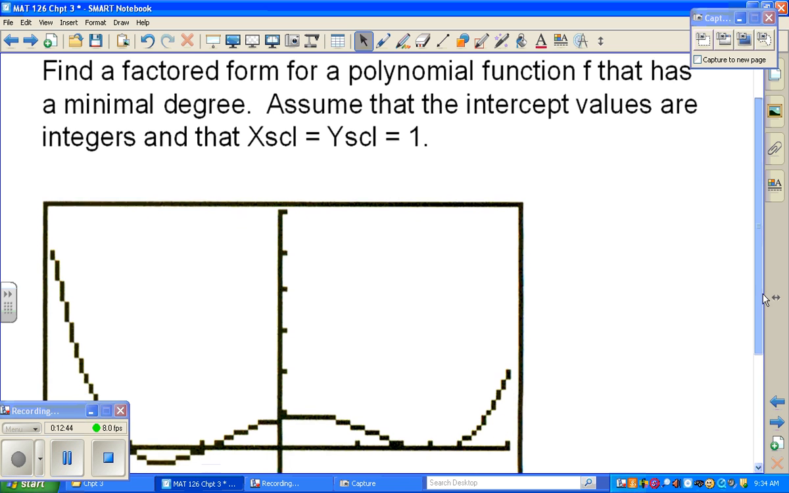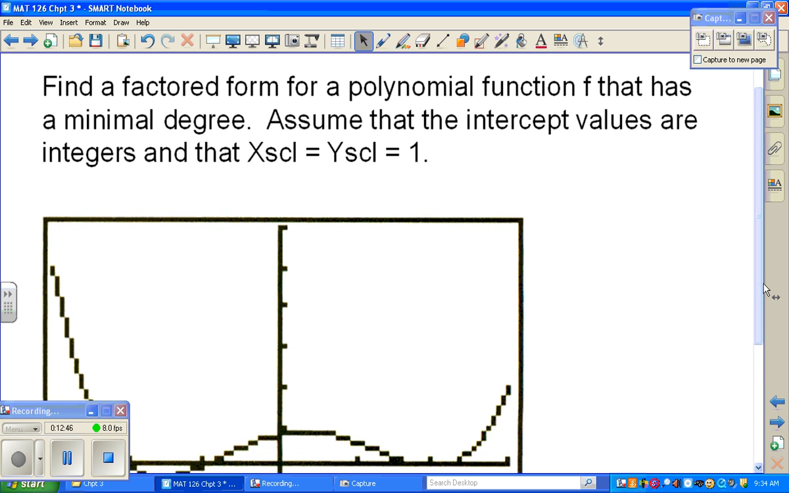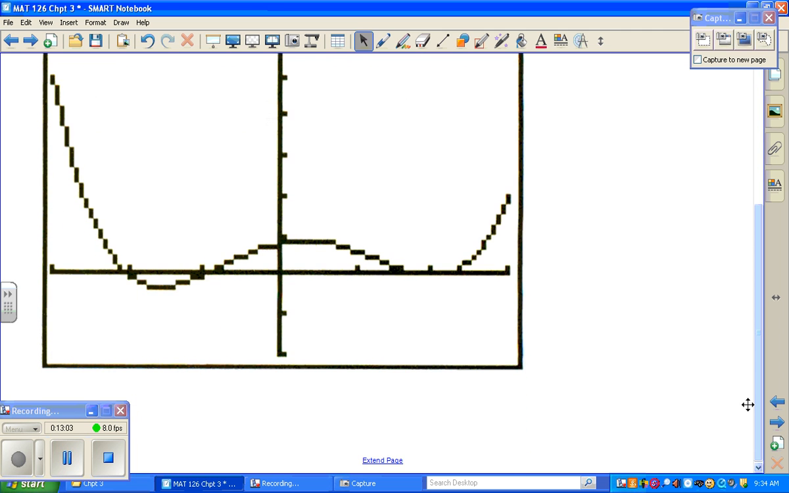Sounds good. Find the factored form of the polynomial. How are we doing? We've got 2 minutes? Okay, good. Find the factored form of a polynomial that has minimal degree. That means the smallest that's possible. Assume the intercepts are integers on the x and y scale. Kind of like what we did earlier in the homework check.